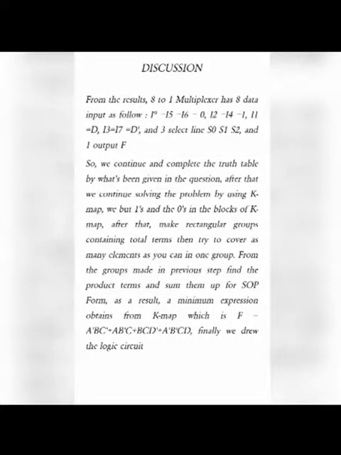From the results, the 8 to 1 multiplexer has 8 data inputs as follows, and 3 select lines S0, S1 and S2, and 1 output which is F. So we continue and complete the truth table by what has been given in the question. After that we continue solving the problem by using KMAP. We put ones and zeros in the blocks of the KMAP.